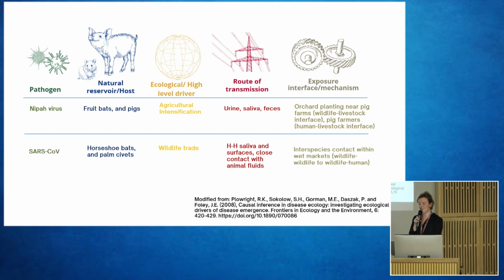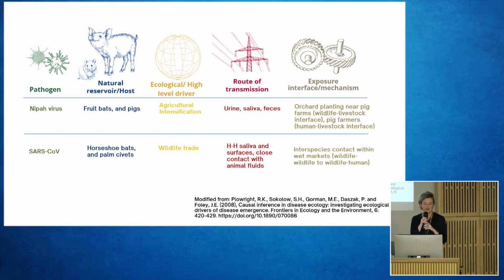This is just a modified figure from a Plowright paper, but really what it asserts is that it's not simply the pathogen interacting with the reservoir host at these high levels, but really encouraging us to go further and think about the exposure interface or mechanism. So in the case of Nipah, we have the natural reservoirs and hosts. We have a presumed ecological driver. We can understand routes of transmission, but then thinking really about how that exposure happens can be a little bit more dynamic. And when we think about these interfaces, this is really where we glean the information that we'll then create intervention points for.